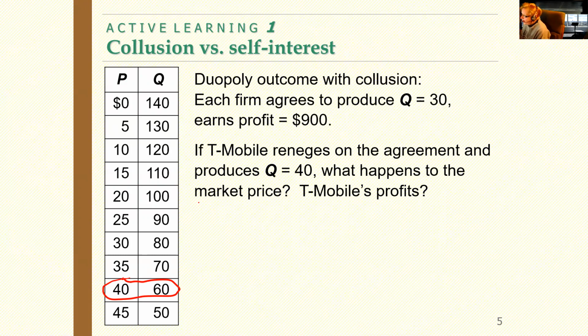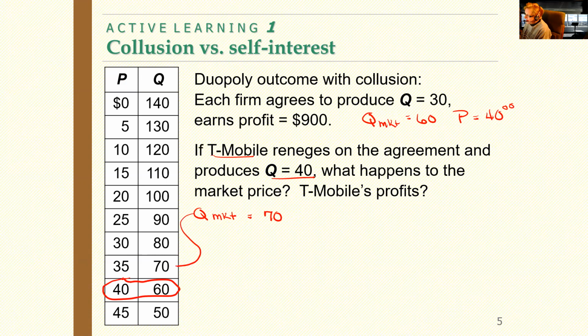Right now, at the outset, with the agreement, we have a quantity in the market equal to 60. And because we have that, our price using the demand schedule is going to be 40. Now, T-Mobile decides to produce 10 more. So now our quantity in the market is going to be 70, just the 60 plus 10. As the quantity increases, the price decreases to $35.